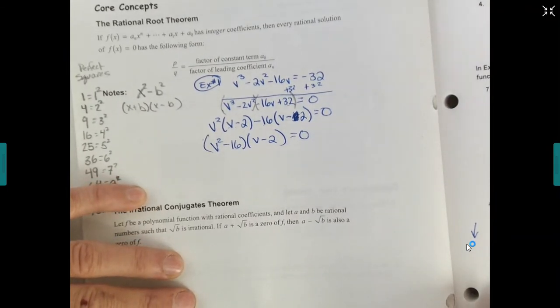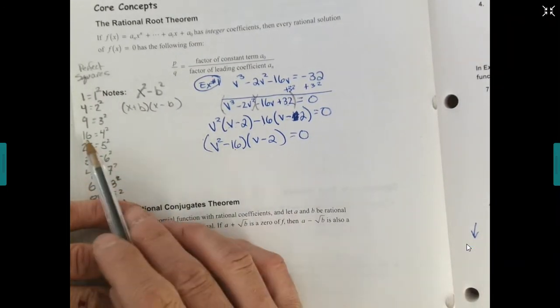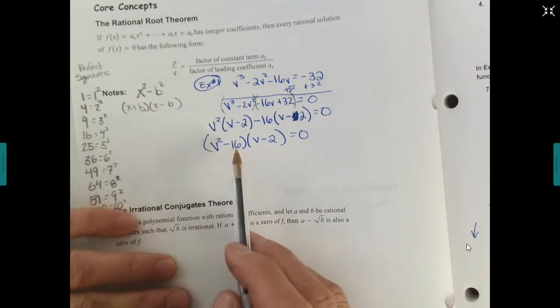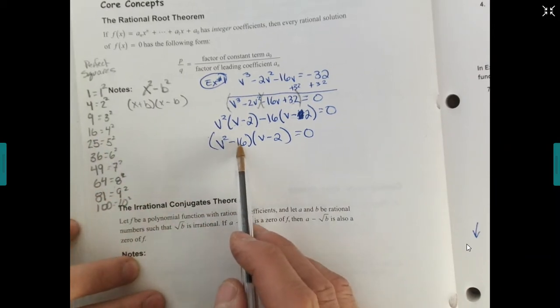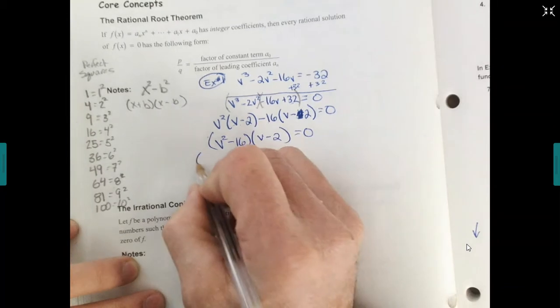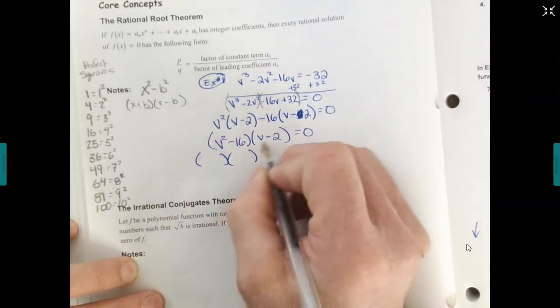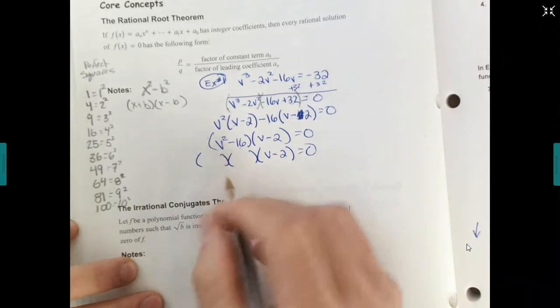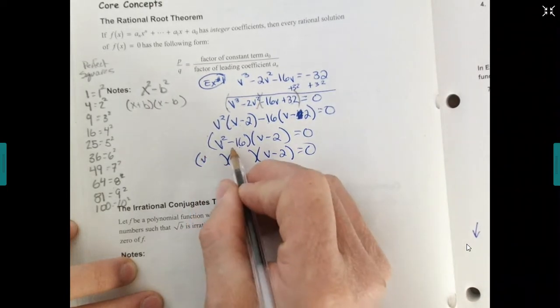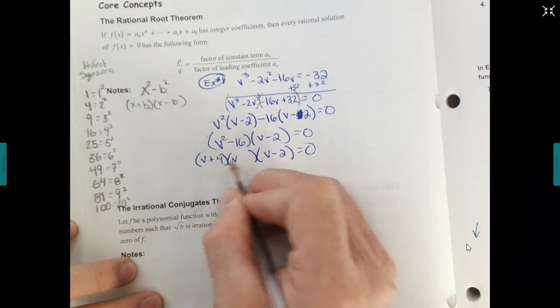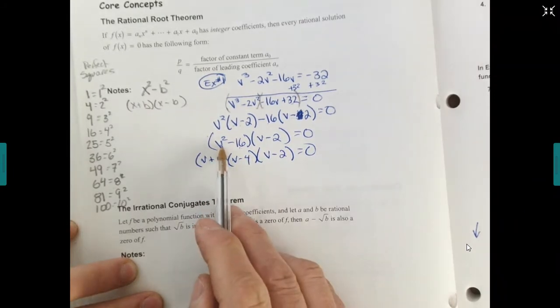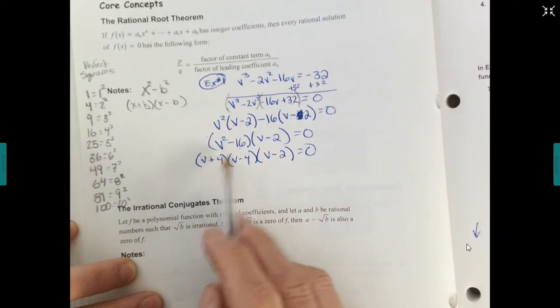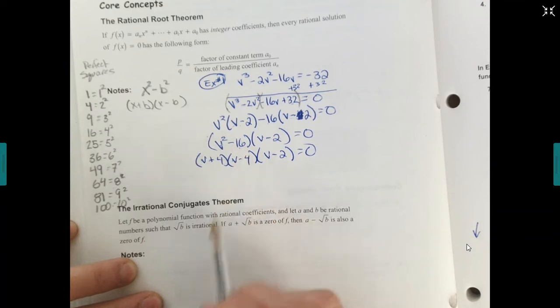Looks like I'm done, except that, oh, look at this. I have one of my perfect squares, 16. So a perfect square minus a perfect square. So I can factor that out. This one I can't factor out anymore, so I'm just going to write it down. But this one, I get v times v, and it's plus 4, minus 4, right? The square plus the square, square minus the square. So v plus 4, v minus 4.